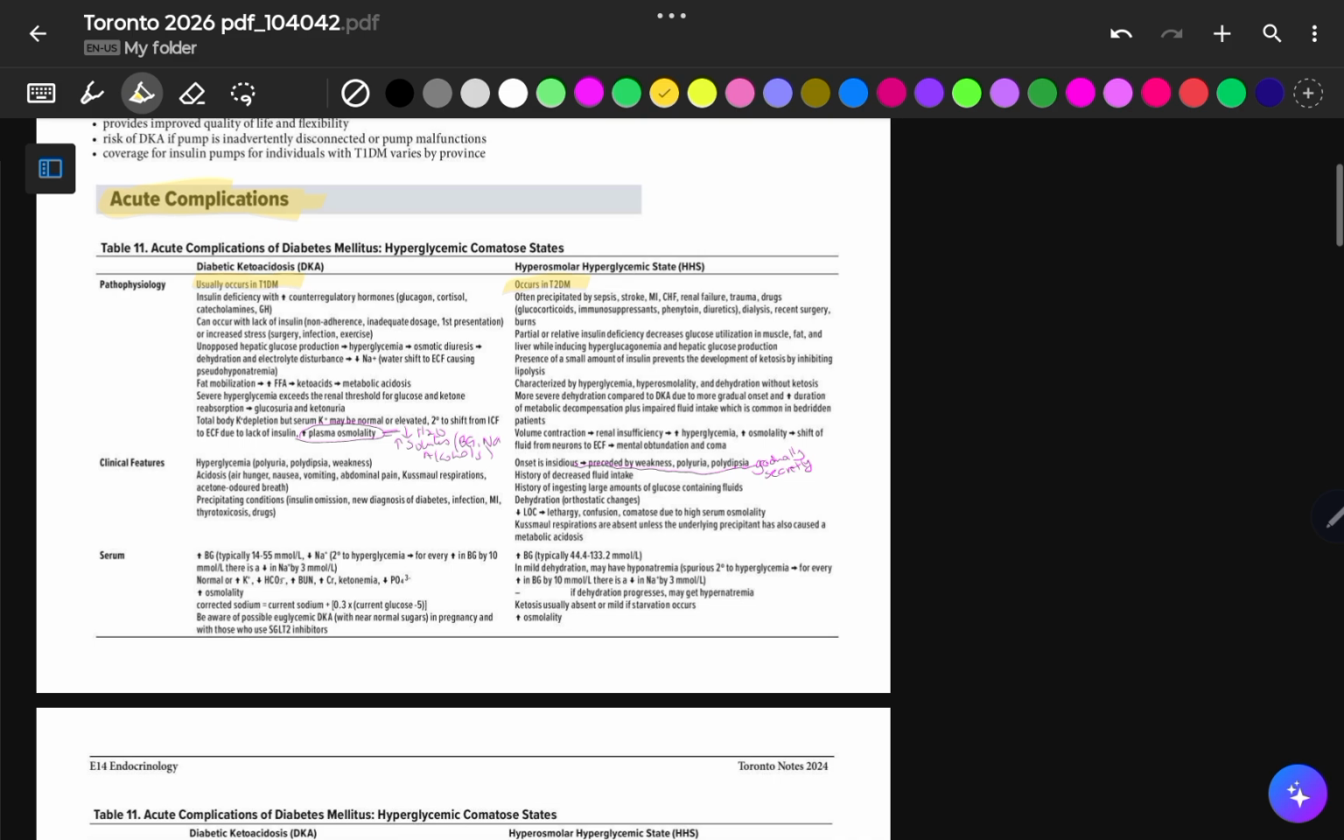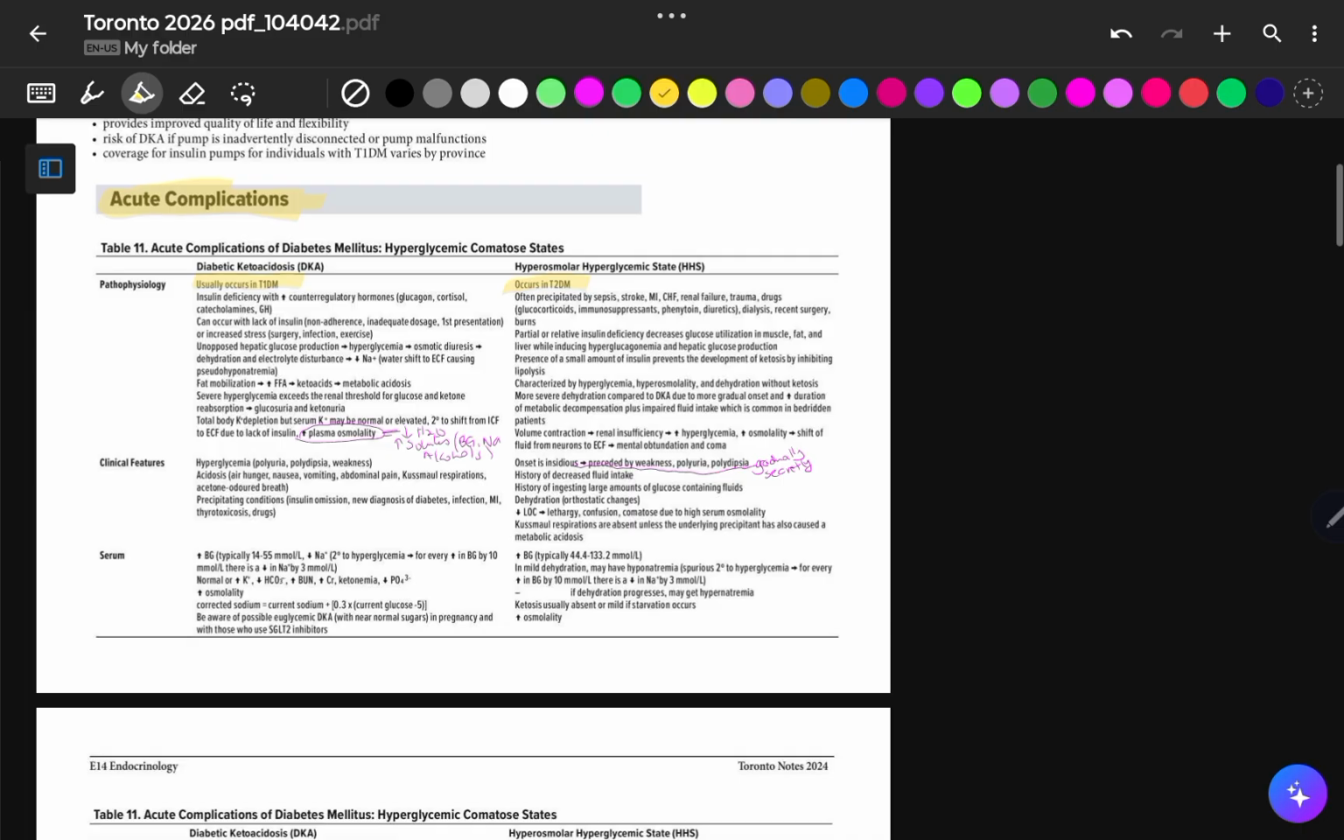Just to recap, it occurs more in type 2 diabetes and is often precipitated by sepsis, stroke, myocardial infarction, congestive heart failure, renal failure, trauma, and drugs such as glucocorticoids, immunosuppressants, phenytoin, diuretics, dialysis, recent surgery, and burns. Those are the precipitating conditions that can cause a patient to have HHS.